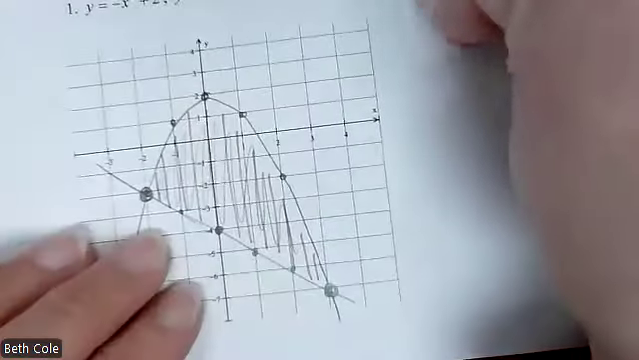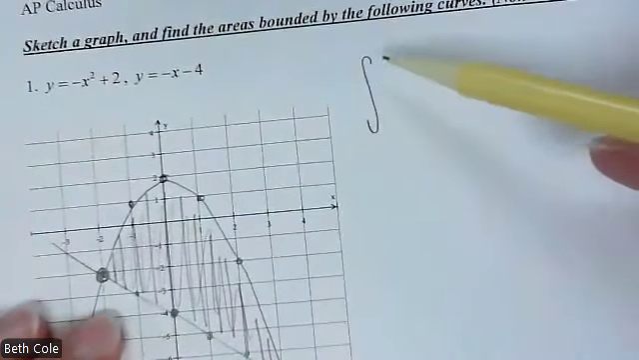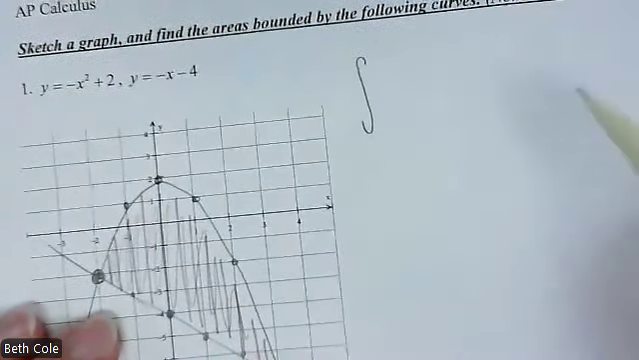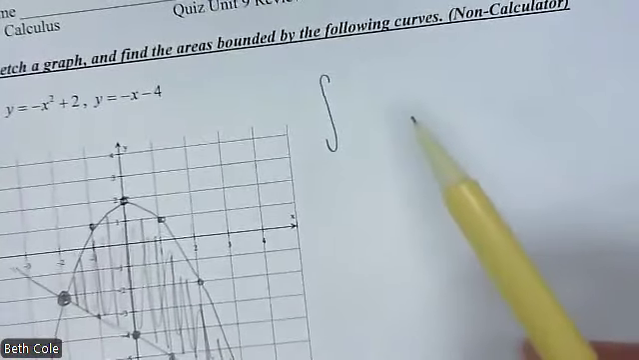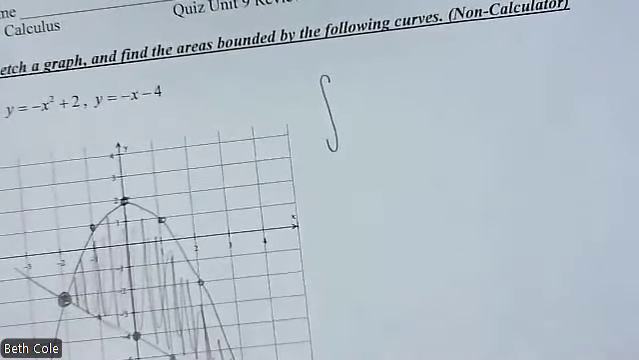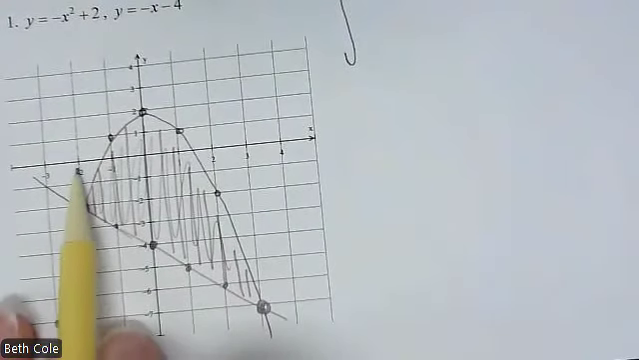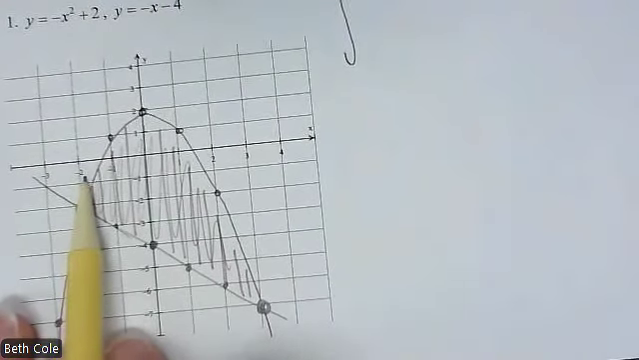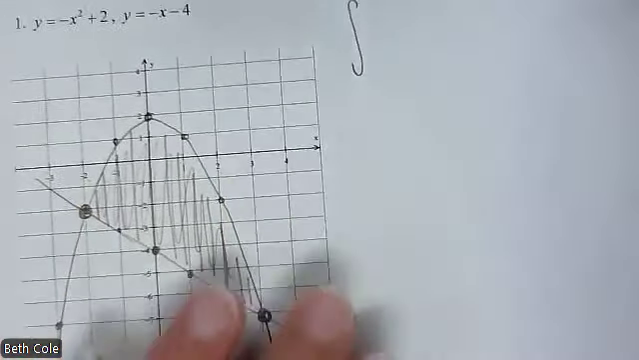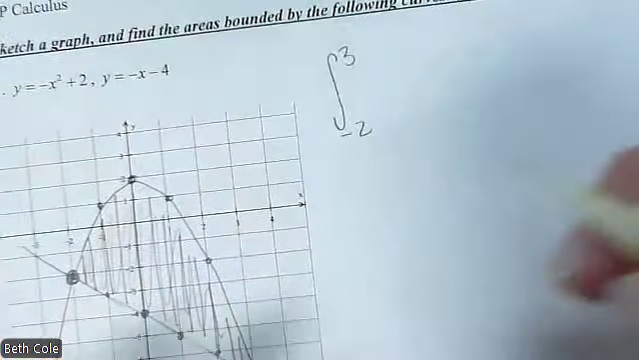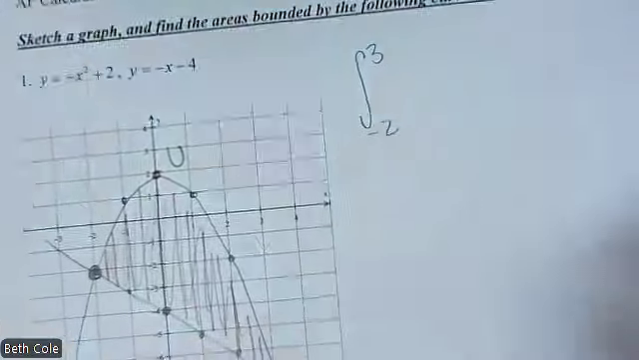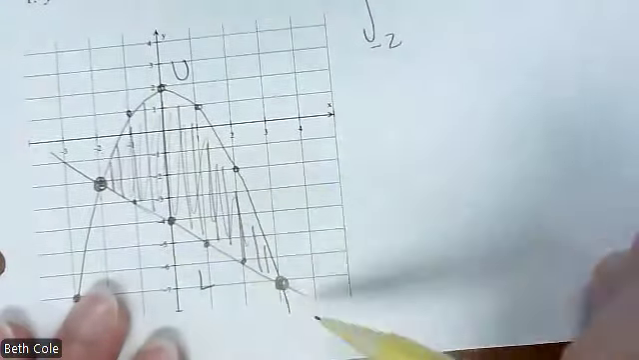So if you want to extra bold your intersection points, sometimes that helps. These need to be x values. Everything in here needs to be x's and then a dx at the end. It needs to all be the same. You can't mix and match. So your boundaries, I'm looking at my x-axis, it should be -2 to 3, good. And it is upper minus lower, if you want to put a U and an L, upper minus lower.